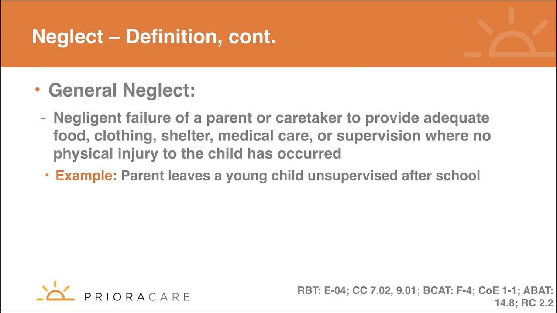The second type of neglect is called general neglect. This can be defined as the negligent failure of a parent or caregiver to provide adequate food, clothing, shelter, medical care, or supervision where no physical injury to the child has occurred. An example of general neglect is when a parent leaves a young child unsupervised after school. Children left in these circumstances may also be particularly vulnerable to accidents, injuries, or crime.